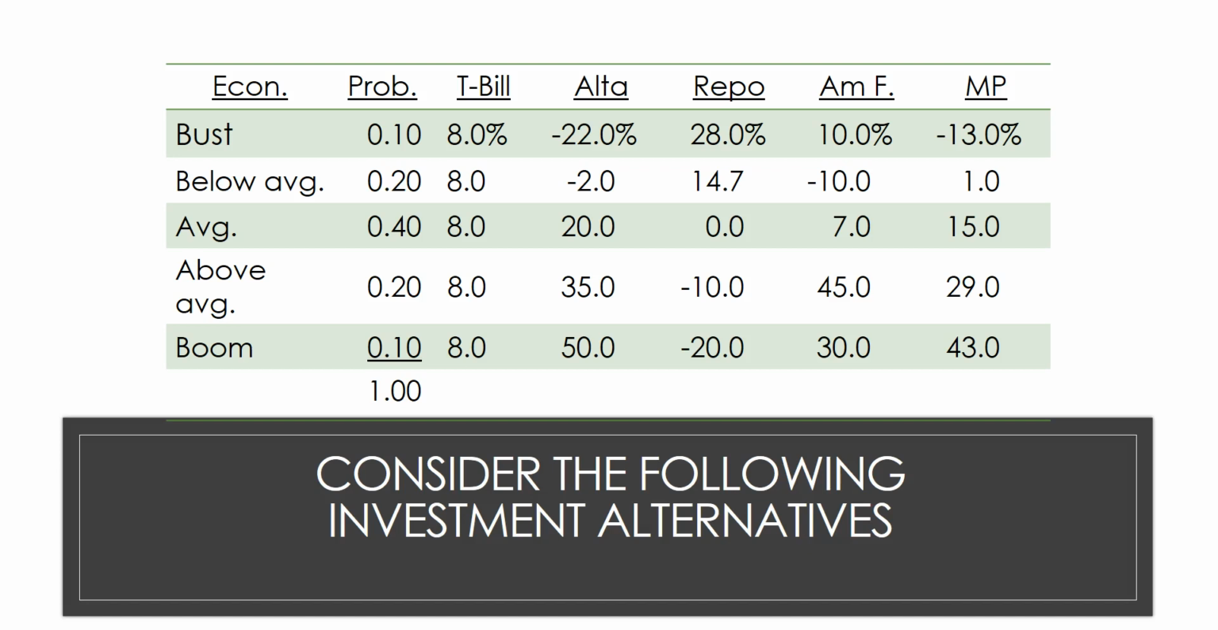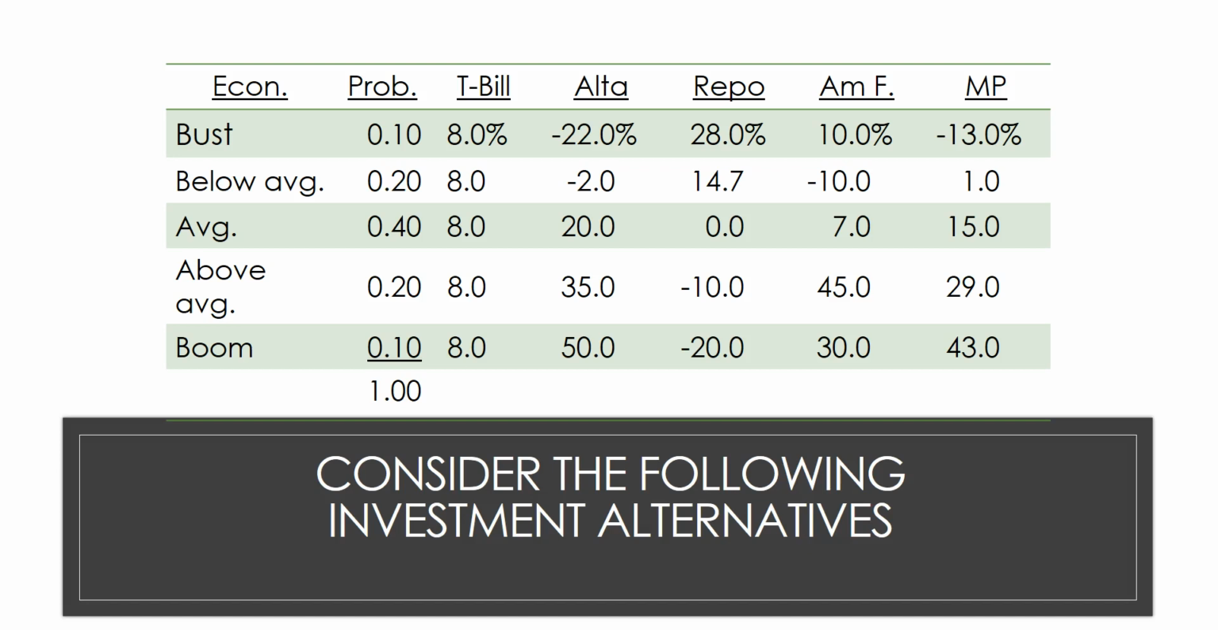So let's consider the following investment alternatives. We have different states of the economy: a bust, below average, average, above average, and boom. And the probability of each of these economies happening. So 10% chance of a bust economy, 20% chance that it is below average. The important thing here is that the probabilities add up to 100% or 1, because we want to make sure that we're looking at all possible scenarios.